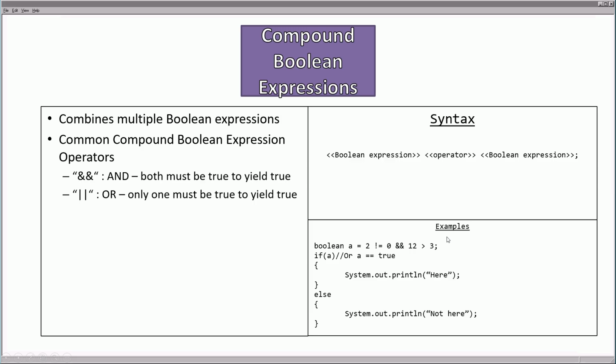We can see an example here where once again we have declared this Boolean variable a, and we are assigning it to 2 is not equal to 0. This is true. And 12 is greater than 3. We also know this is true. Since this is true and this is true, then a is equal to true, and so this would run.